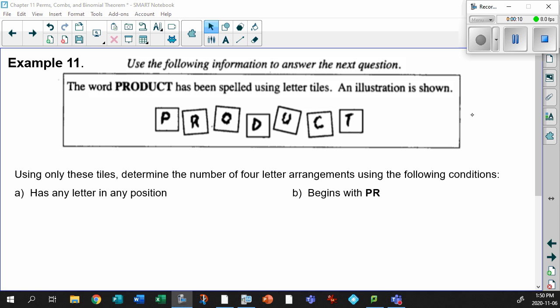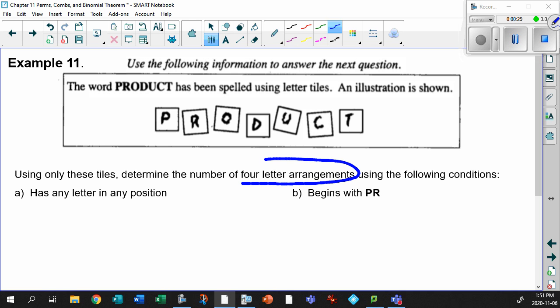Look at this question. It says, use the following information to answer the next question. The word product has been spelled using letter tiles. You know, like Scrabble tiles, right? Each tile has a letter on it. In an illustration as shown, using only these tiles, determine the number of 4-letter arrangements, using the following conditions.